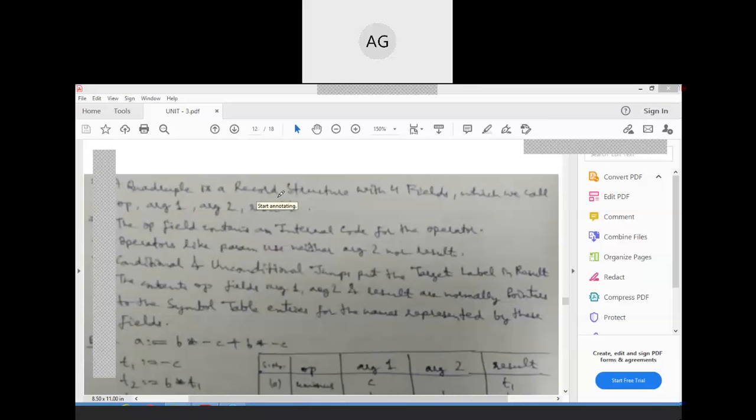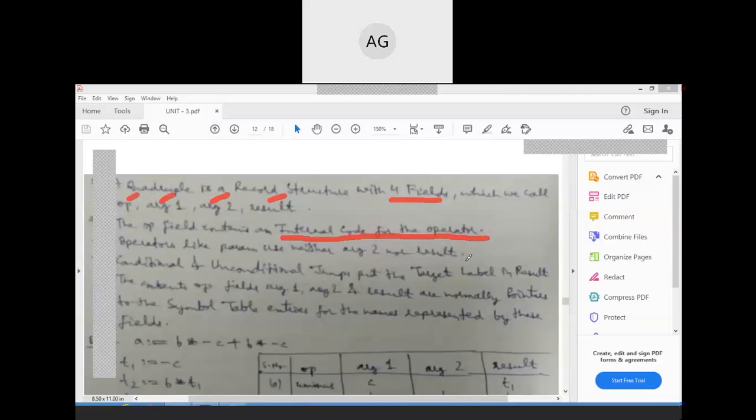A quadruple is a record structure with four fields, which we call op, meaning operator. The second field is argument one, the third field is argument two, and the fourth field is result. The op field contains an internal code for the operator. Operators like param use neither argument two nor result.